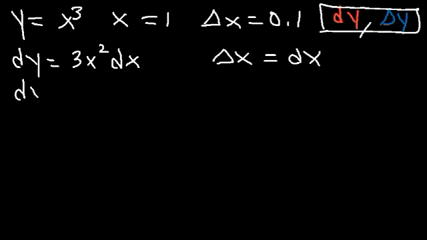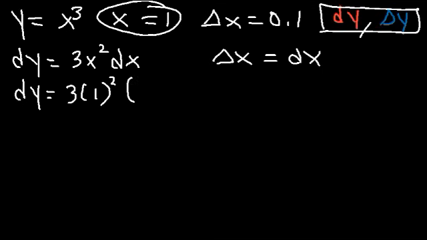So to find dy, let's plug in 1. It's going to be 3 times 1 squared times dx, which is delta x, that's 0.1. So 3 times 0.1 is 0.3. So dy is 0.3. Now how can we calculate delta y?